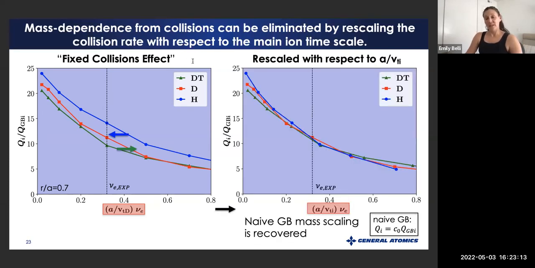However, the apparent mass dependence from collisions can mostly be eliminated by rescaling the electron collision rate with respect to the main ion thermal timescale A over V thermal I, as shown on the right plot. And this essentially shifts the hydrogen and the DT curves by the square root of the ion mass, and naive gyroBohm mass scaling is again recovered.